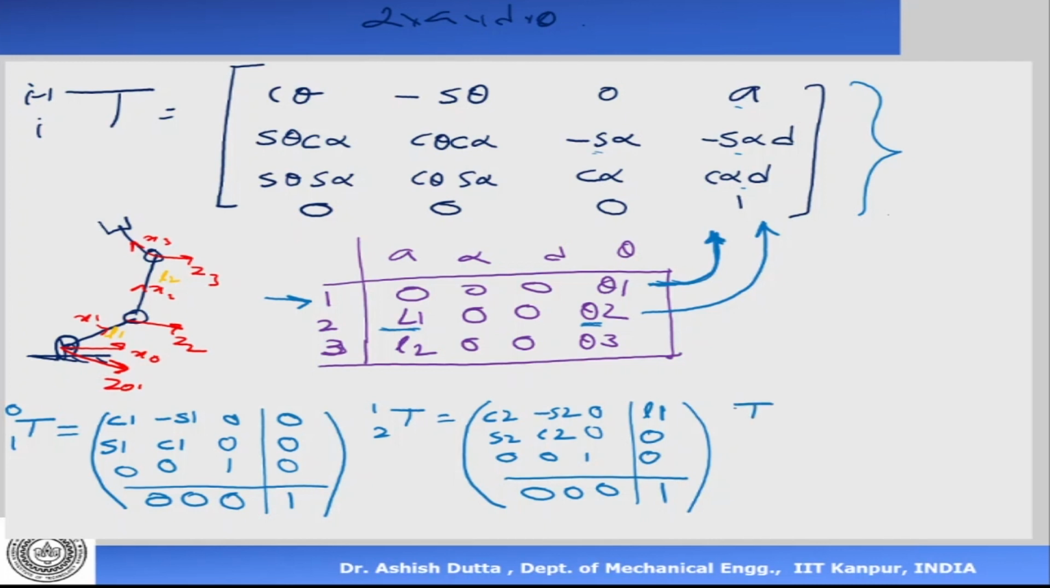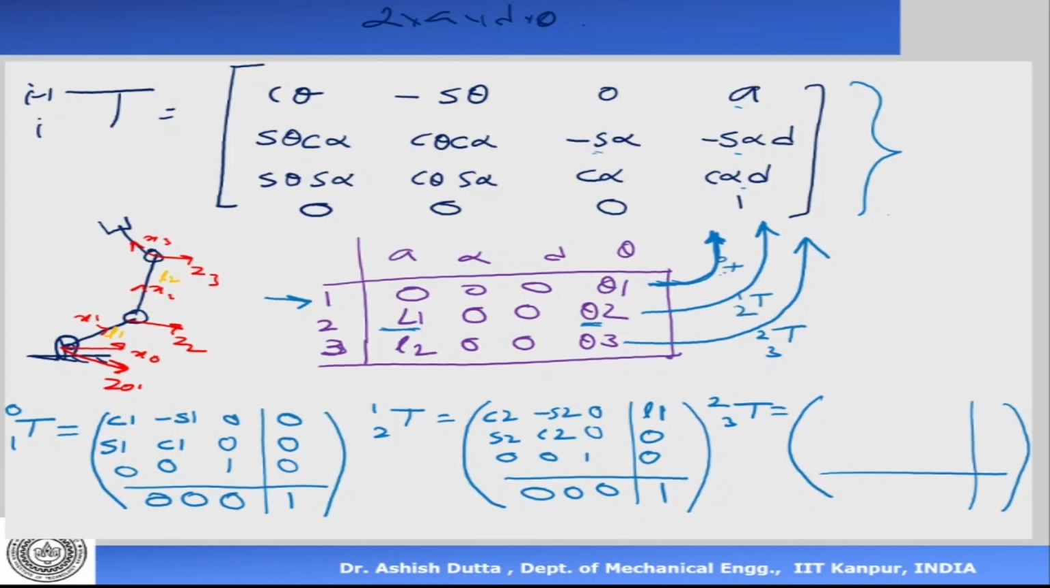What about the third one? 2 to 3. Okay, 2 to 3 is going to be like this. Take the third row and put it there. So this is T2 to 3, this is T1 to 2, and this is T0 to 1. So this is 0 0 0, that is 1.